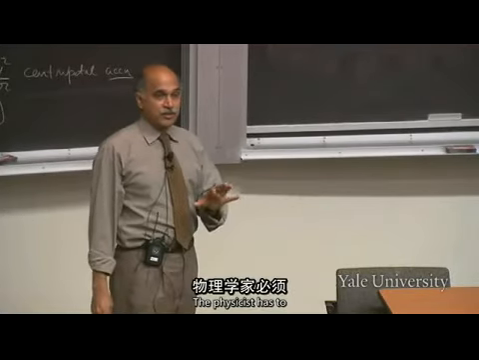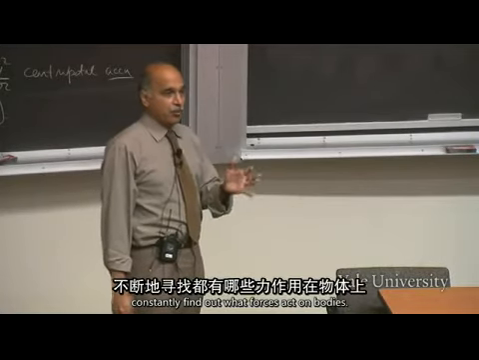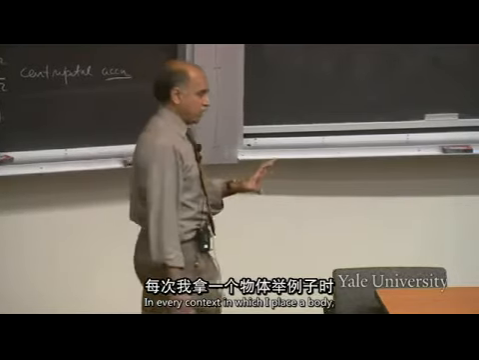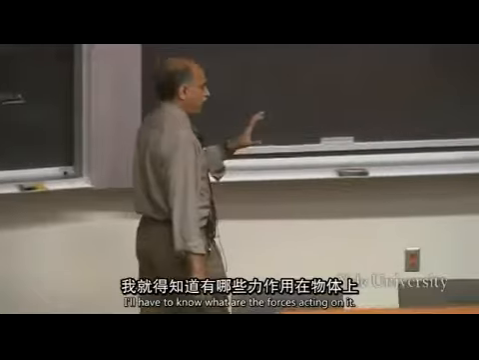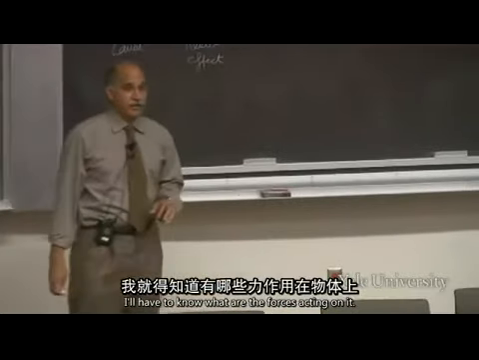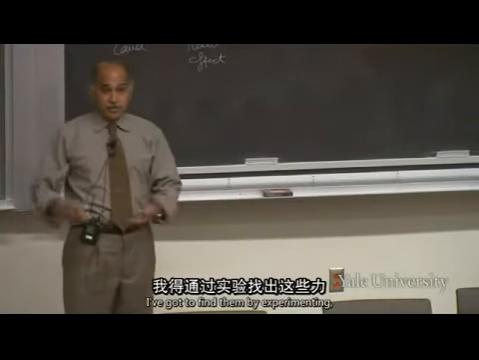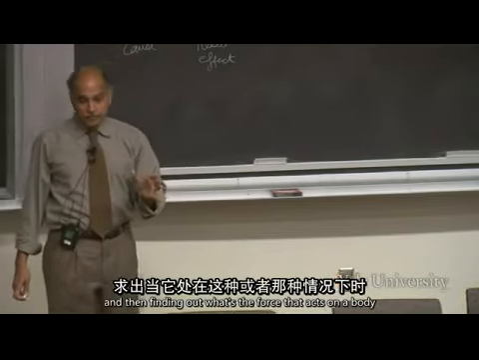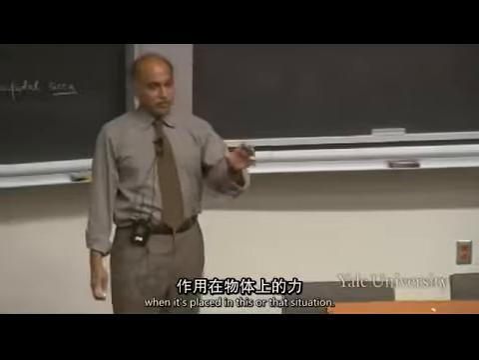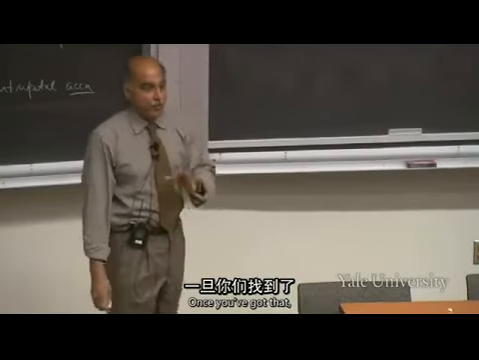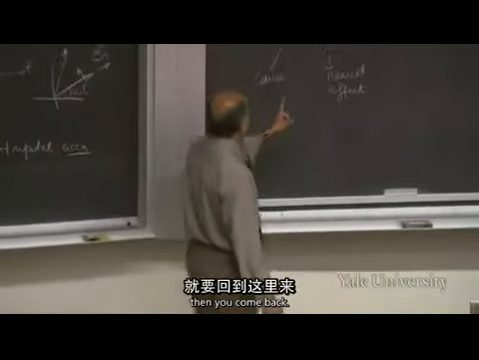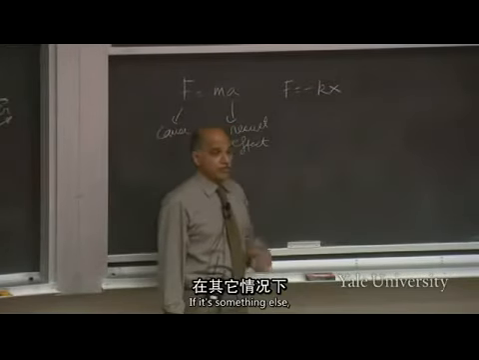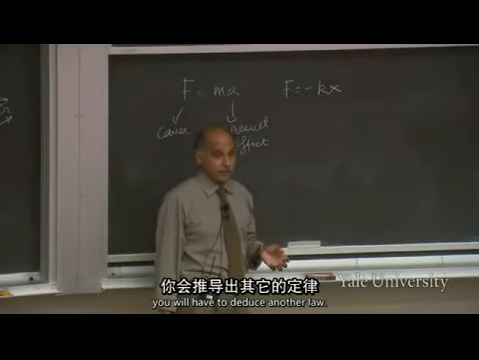So the physicist has to constantly find out what forces act on bodies. That's a separate exercise. In every context in which I place a body, I'll have to know what the forces acting on it are. I've got to find them by experimenting, by putting other bodies and seeing how they react, and then finding out that's the force that acts on a body when it's placed in this or that situation. Once you've got that, then you come back. So in the case of a spring, this is the law that you will deduce. If it's something else, you will have to deduce another law.